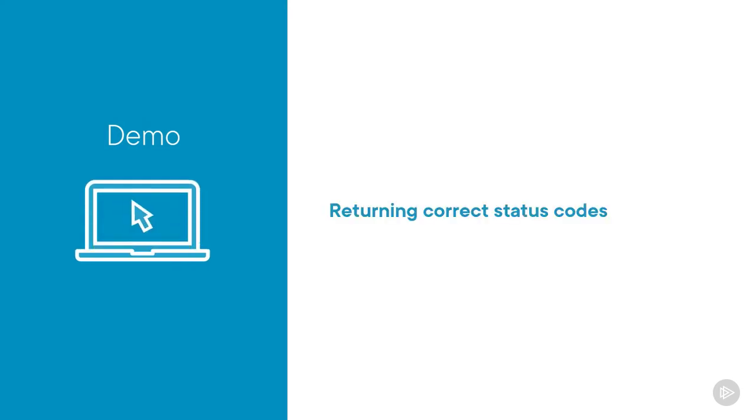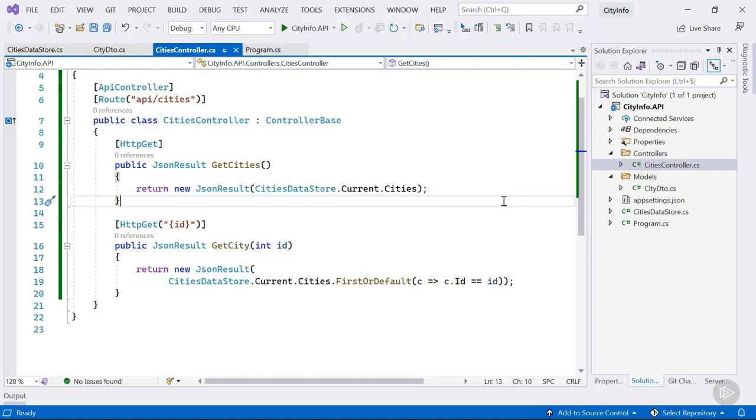In this demo, we'll learn how to return correct status codes with our responses. We're back in our cities controller and we need to return a response with a specific status code. Currently, we're still returning a JSON result here.